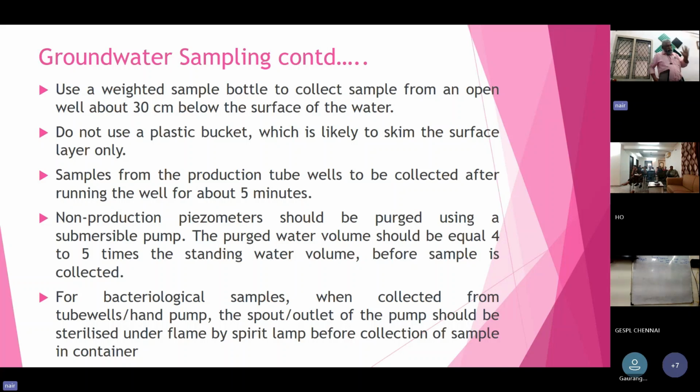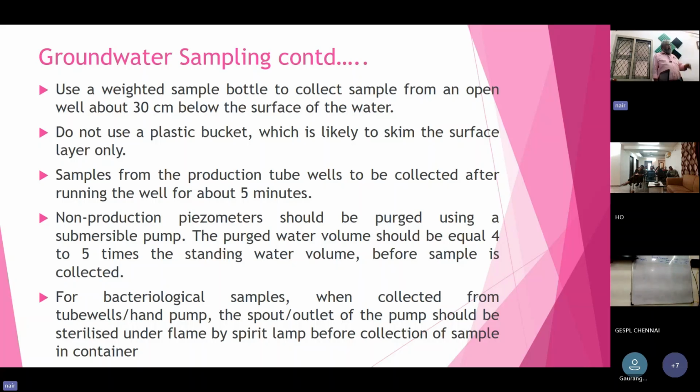See, in some open wells you can see that the upper layer has some colors, just like rainbow colors, in the outer surface layer. Why is it so? Because of the iron bacteria. Because of the action of the iron bacteria, these rainbow colors have come. This water may also have a little more iron content. If you collect the water sample from that well using a plastic bucket, you will get the surface water sample only. Then the iron content will be high. Your result will be wrong.